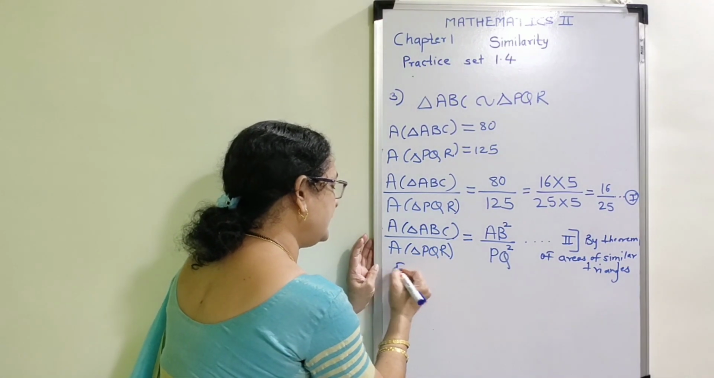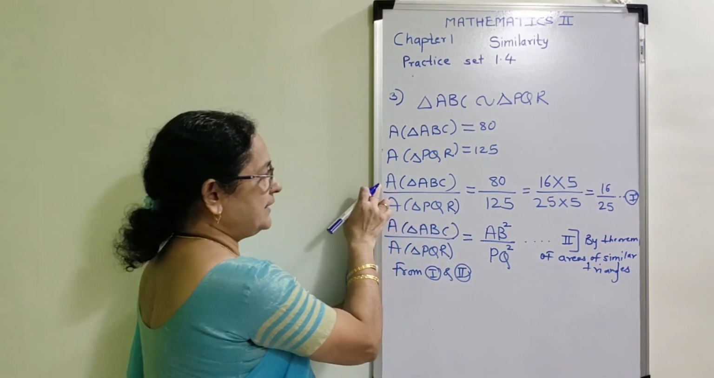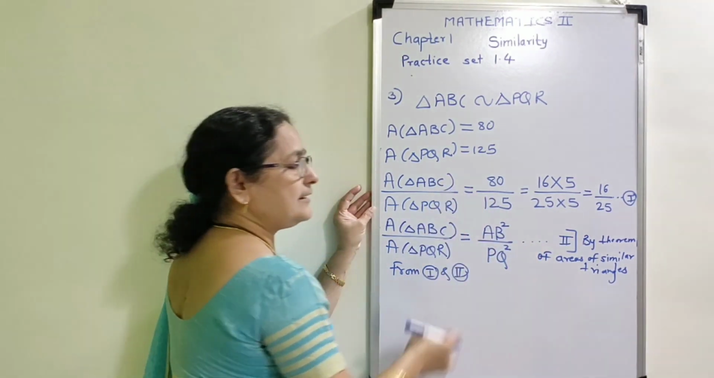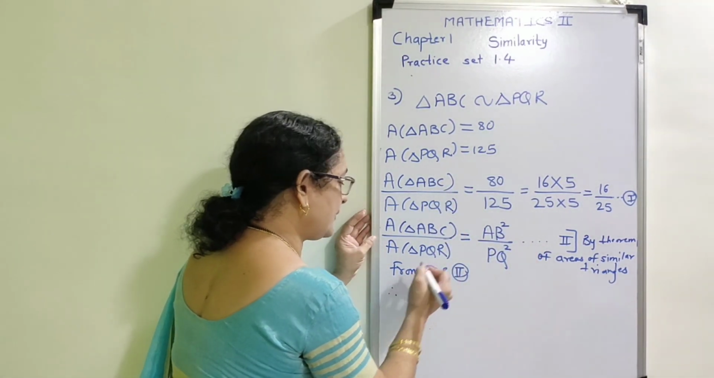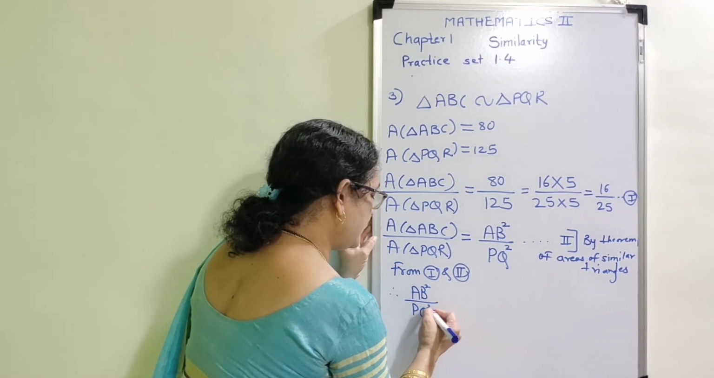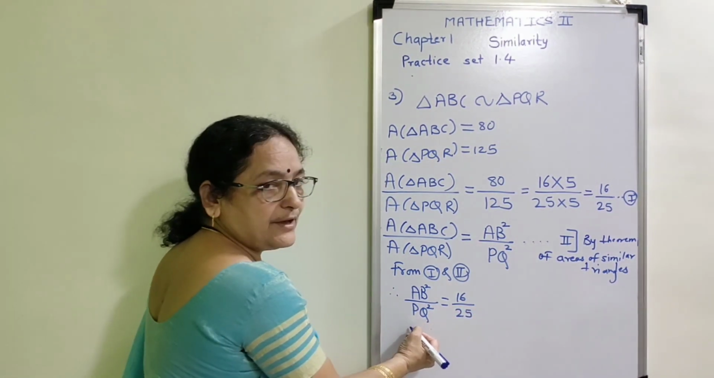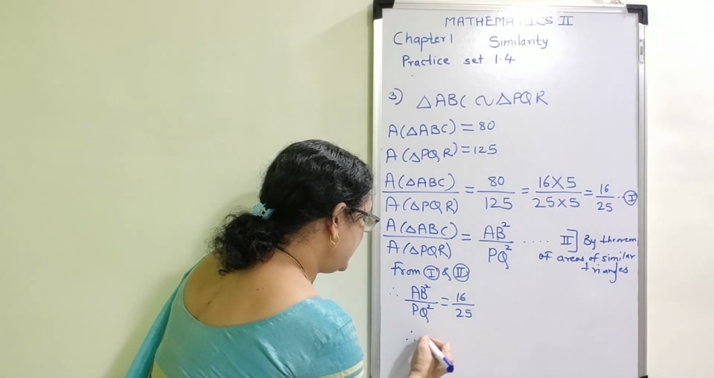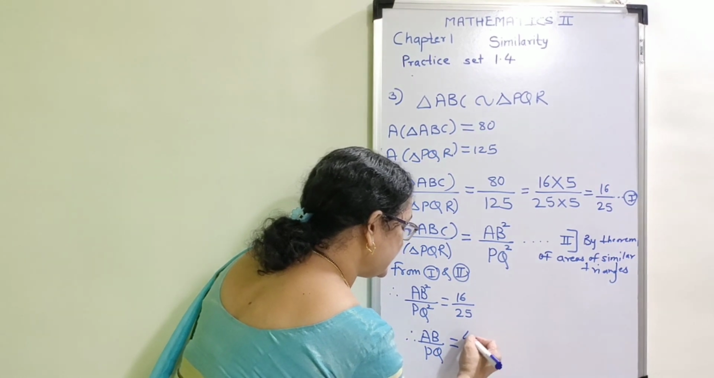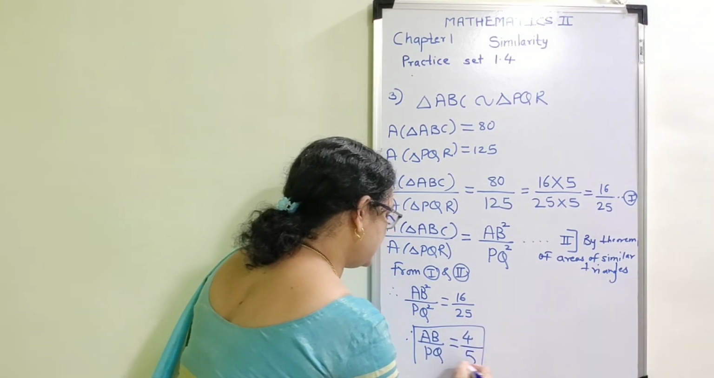And therefore from 1 and 2, compare these two. Left hand side of both the expressions is equal, and therefore there is equality between right hand side also. Therefore from 1 and 2 I will get AB square upon PQ square is equal to 16:25. Now taking square roots of both the sides, I will get, therefore AB upon PQ is equal to square root of 16 is 4 and square root of 25 is 5. This is my final answer.